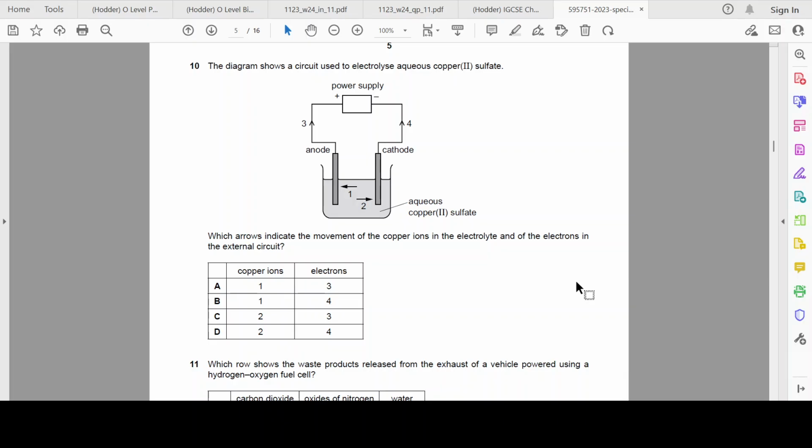Okay, now let's take a look at this. First thing they're asking is movement of copper ions. Are copper ions positively charged or negatively charged? Positively charged, right? And so will they move to the positive electrode or the negative electrode? Negative, right? That's the cathode. So for the copper ions, we've got 2. That means that A and B are both out.